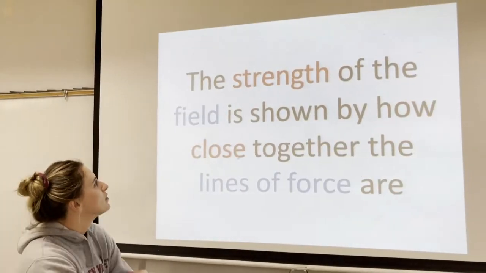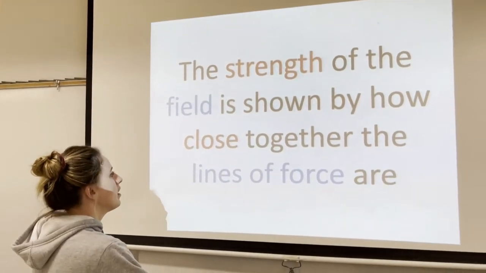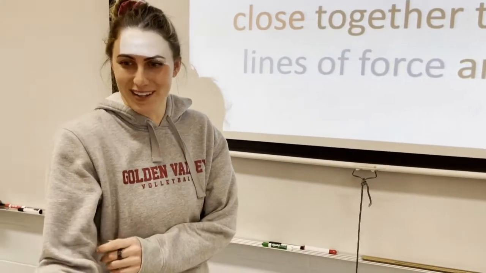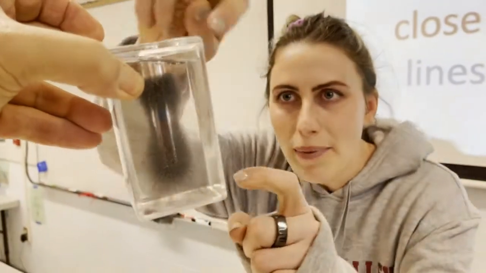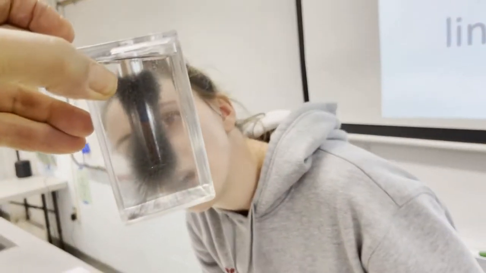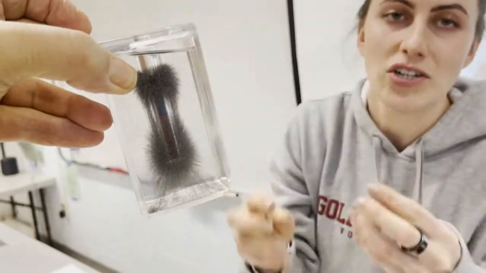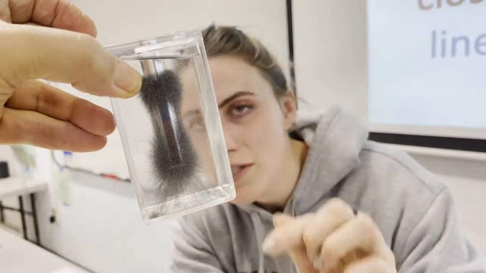The strength of the field is shown by how close together the lines of force are. This is again a perfect example. So where would the magnetic field be the strongest here? It would be up here and down here, at either end. You can barely even see the lines. It just looks like a giant poof, because they're so close together there.